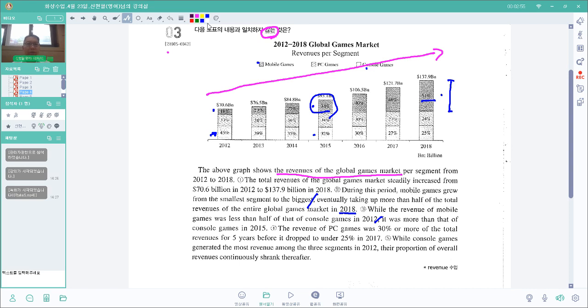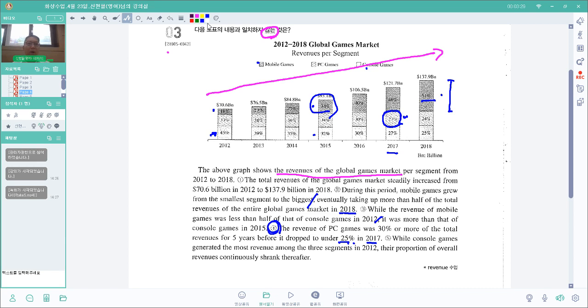And the revenue of PC games was 30% or more of the total revenue for 5 years before it dropped under 25% in 2017. So for PC games, it's in 2017. In 2017, we have PC games here. It dropped under 25%? In 2017, PC is not under 25%. So this is a non-correct information here.